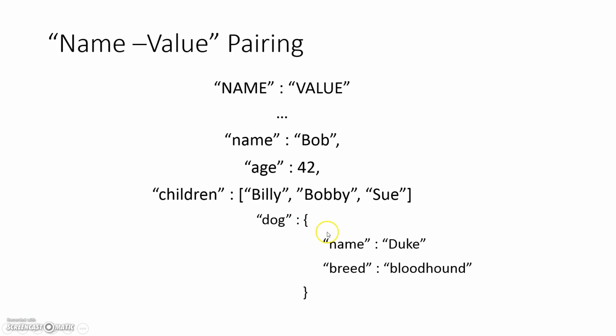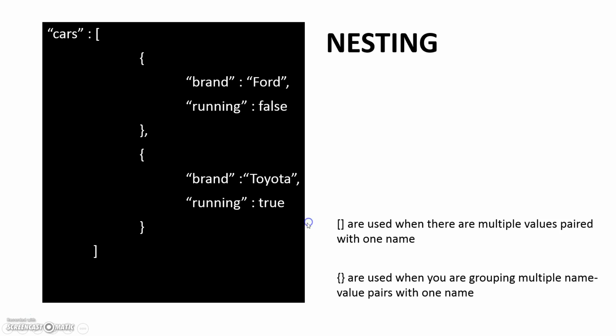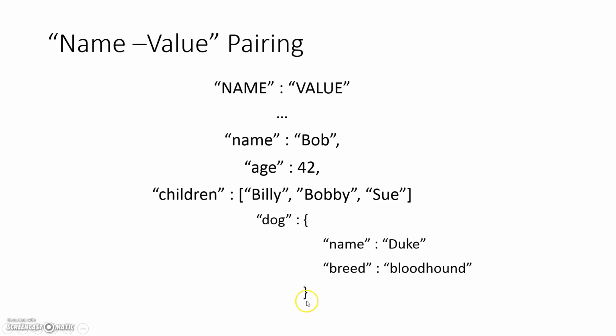So if we want to group multiple name-value pairs with one name, then we'll use these, they're called curly braces. So these curly braces indicate multiple name-value pairs grouped with one name. We've got a name field here with the value Duke, and a field called breed with the value Bloodhound. So the difference is that square brackets group multiple values with one name, and curly braces group multiple name-value pairs with one name.